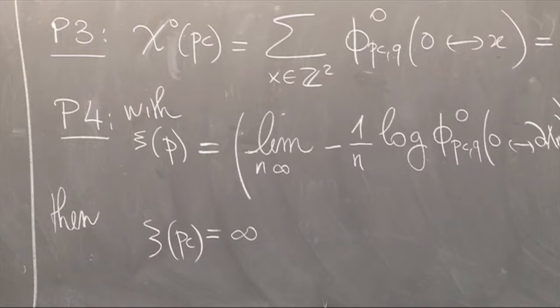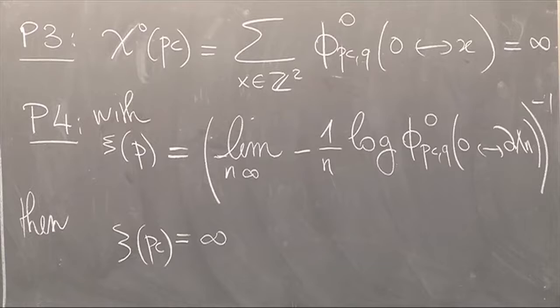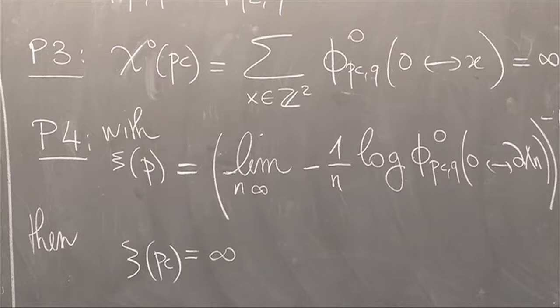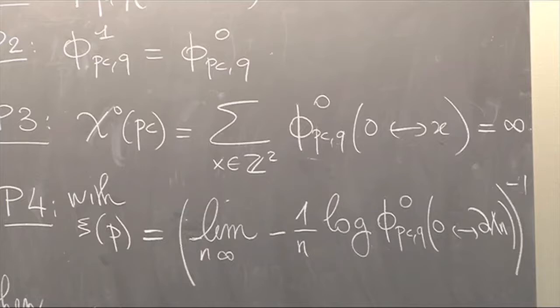And if you are more inspired by the geometry of what you see, then a fifth condition, which would be natural, would be to say that somehow there is some kind of scale invariance in my model.